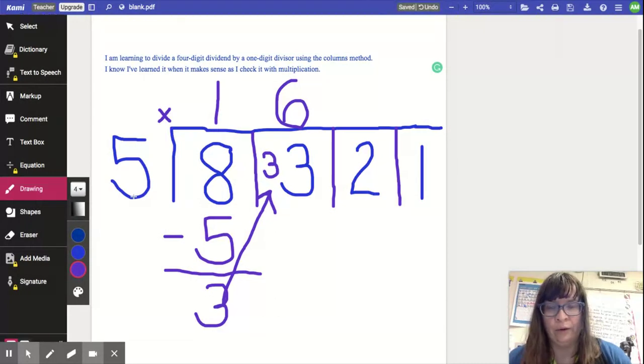So I'm going to go ahead and write the product down, always checking my work as I go along to make sure that it does make sense.